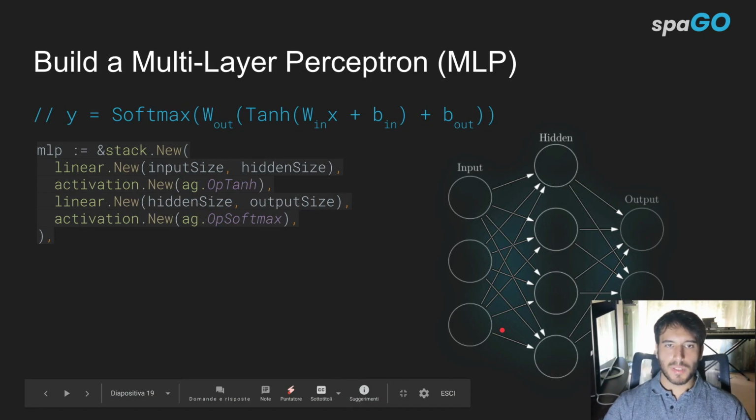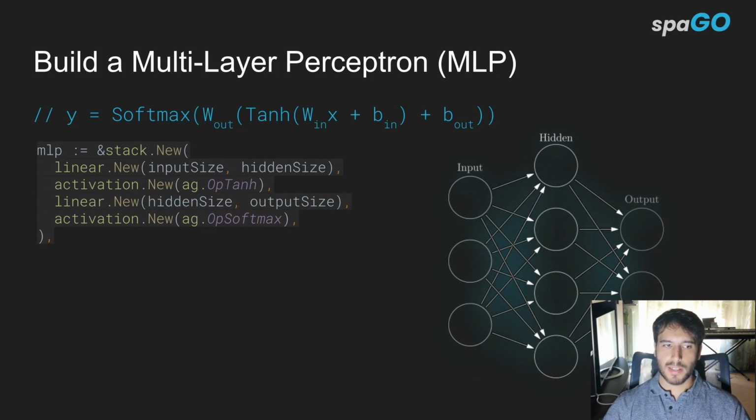Building a multi-layer perceptron is really simple. It's just a concatenation or a stacking of linear layers with intermediate activation or transformation functions. For instance, we have the first layer here, the input layer, then the hyperbolic tangent as activation layer, and the output layer activated with the softmax operation.